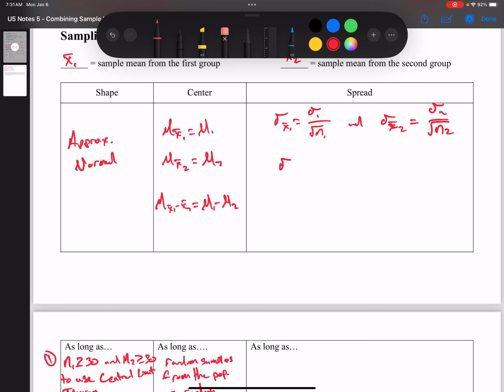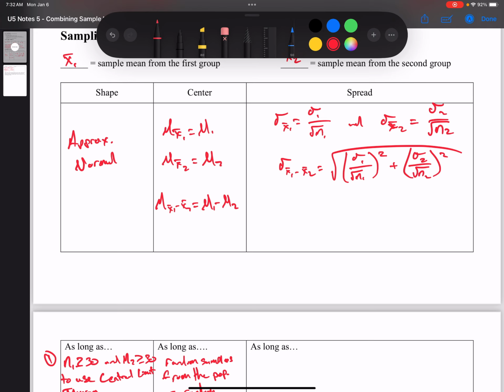So the standard deviation of x bar 1 minus x bar 2 is equal to the square root. And remember, I'm going to be simplifying this in just a second, so just bear with me. So here is variance of 1 and variance of 2, because we had to square them. And then we can simplify this a little bit, because we have a lot of squares and square roots and stuff like that.